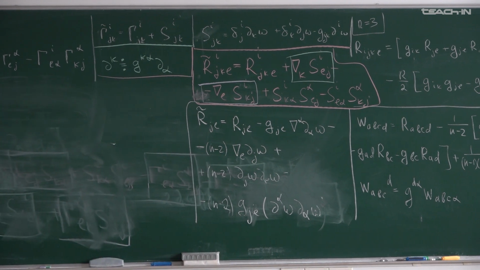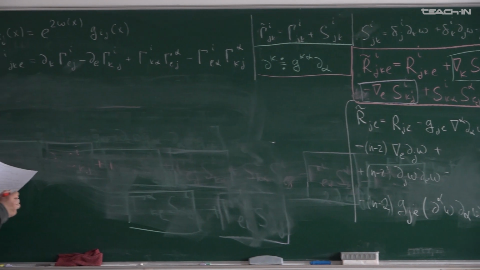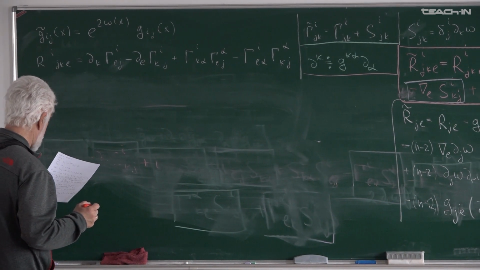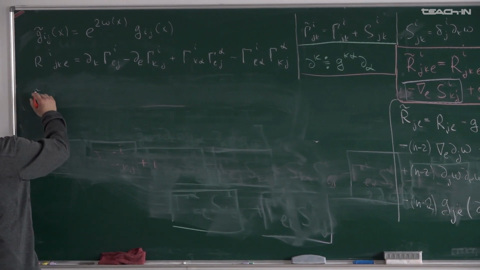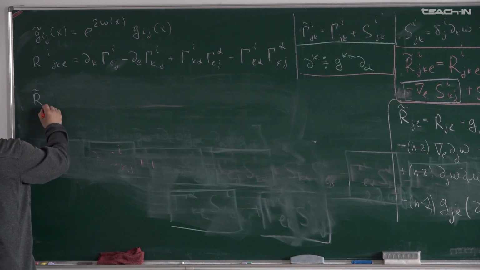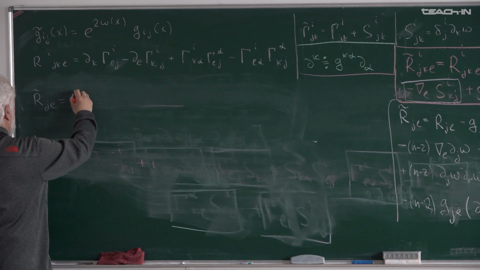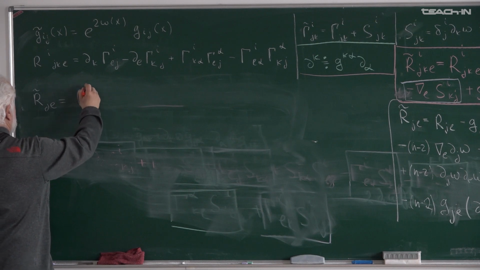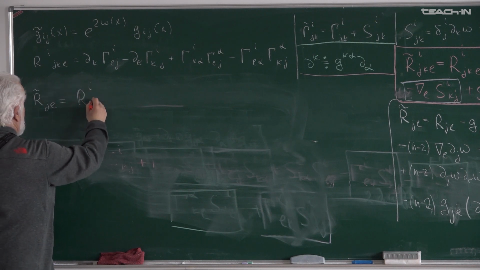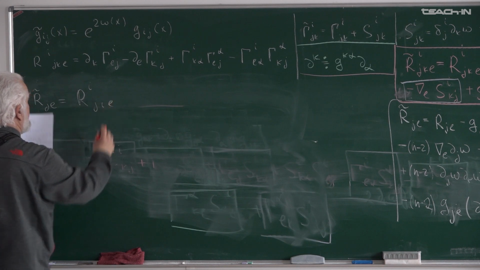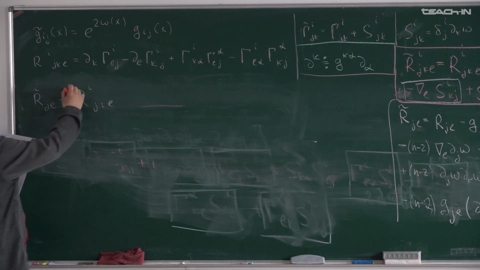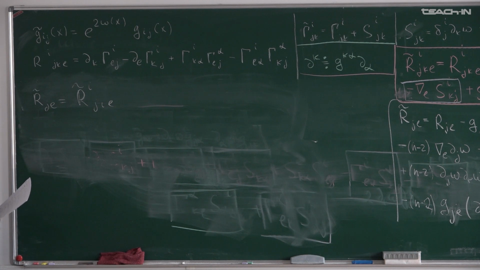R tilde JL is R IJ IL in R tilde. Summation by I. Nothing more. You agree?